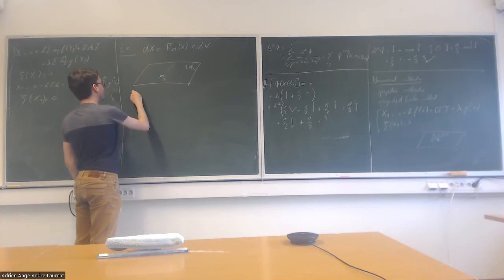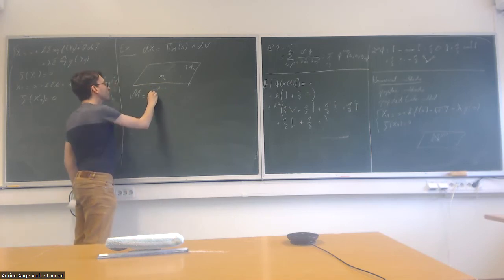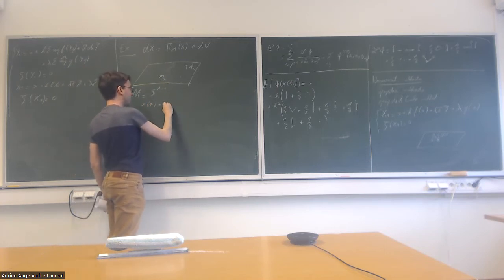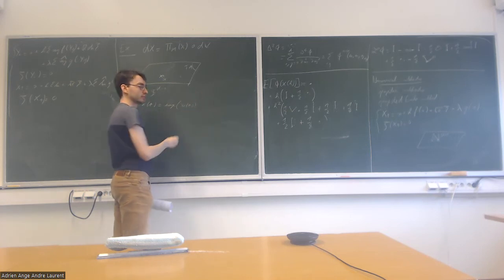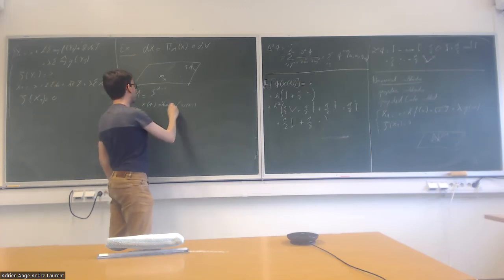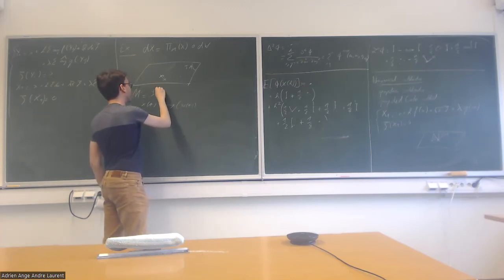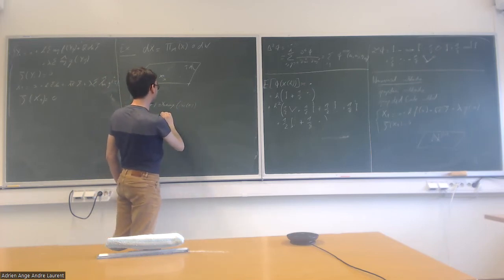Anyway, if I take my manifold to be as here, then it's so easy because the solution x of t is just the exponential of some linear motion. The exact solution.